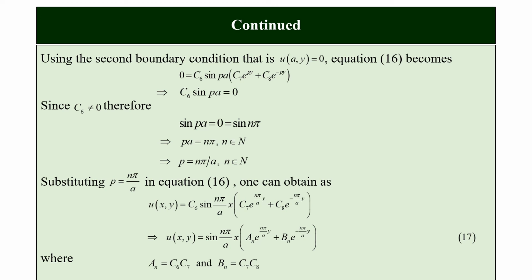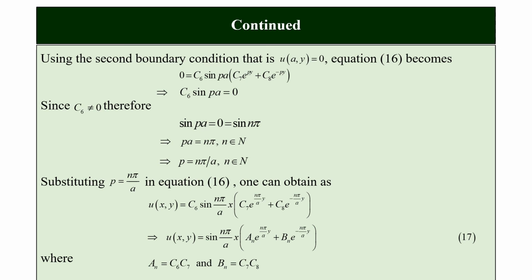As c6 can't be equal to 0, if c6 is equal to 0, then our solution becomes trivial. This implies sin pa is equal to 0, and we can write this as sin n pi, and after comparing these two terms, the value of pa is equal to n pi, where n is the natural number. This implies the value of p is equal to n pi upon a.